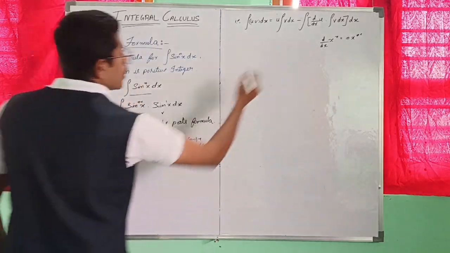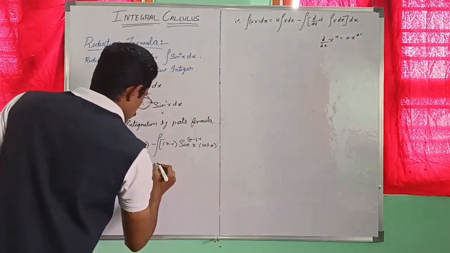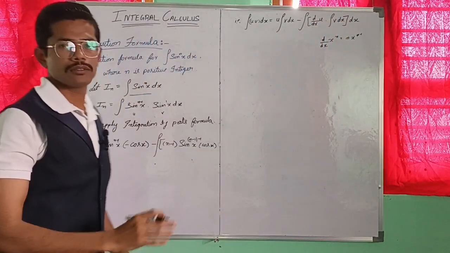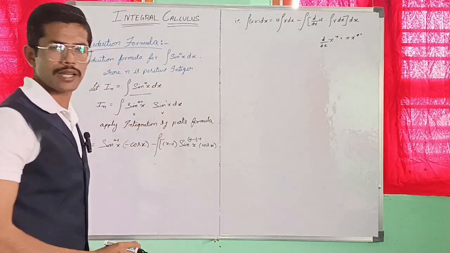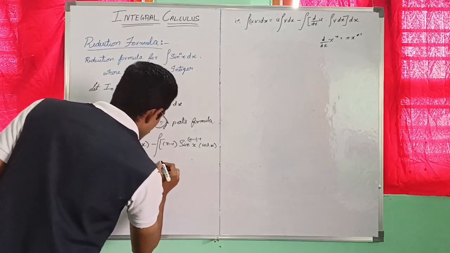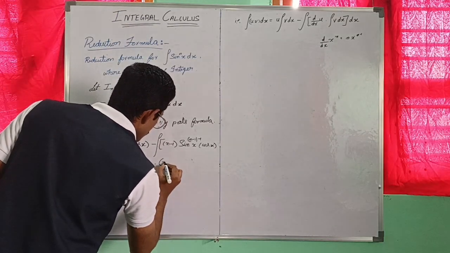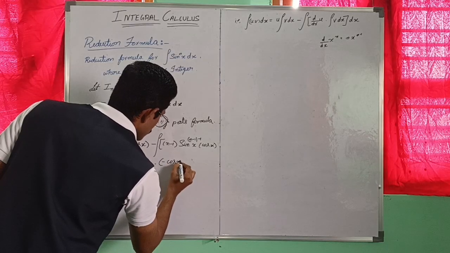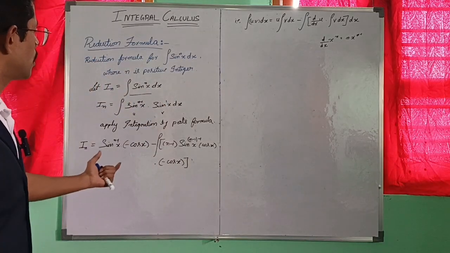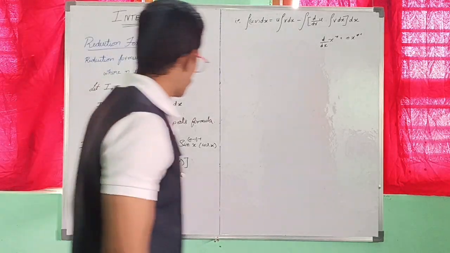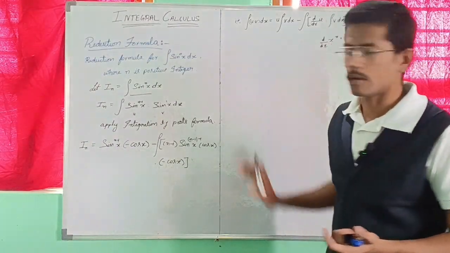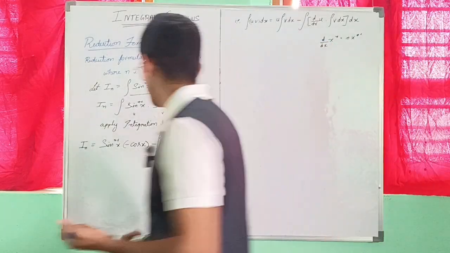Then into we have to integrate v, that is sin x dx. When we integrate sin x, what will we get? The integration of sin x is minus cos x. So this ends the application of the integration by parts formula.